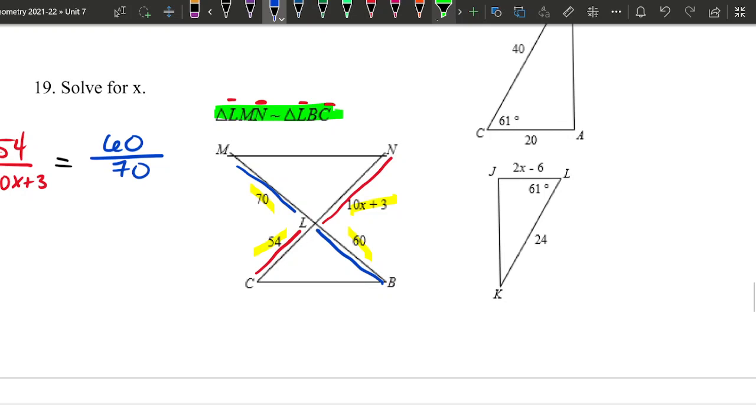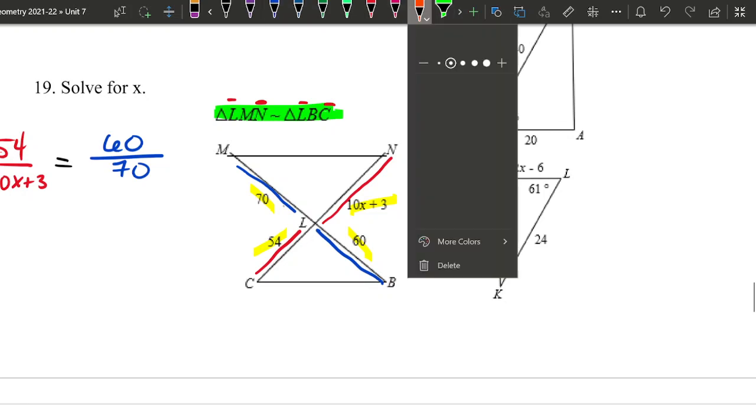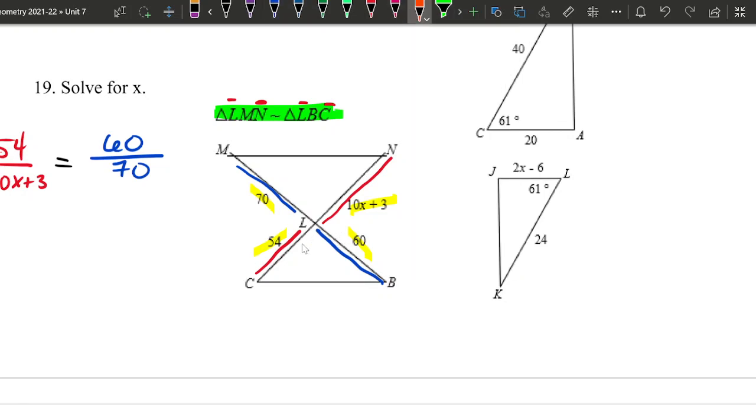I could have gone the other direction with it and said 54 over 60 and 70 over 10x plus 3. That would have been fine too. It's still a proportion. So you just do whichever way it works for you. I did it this way, red as a ratio equals blue as a ratio.